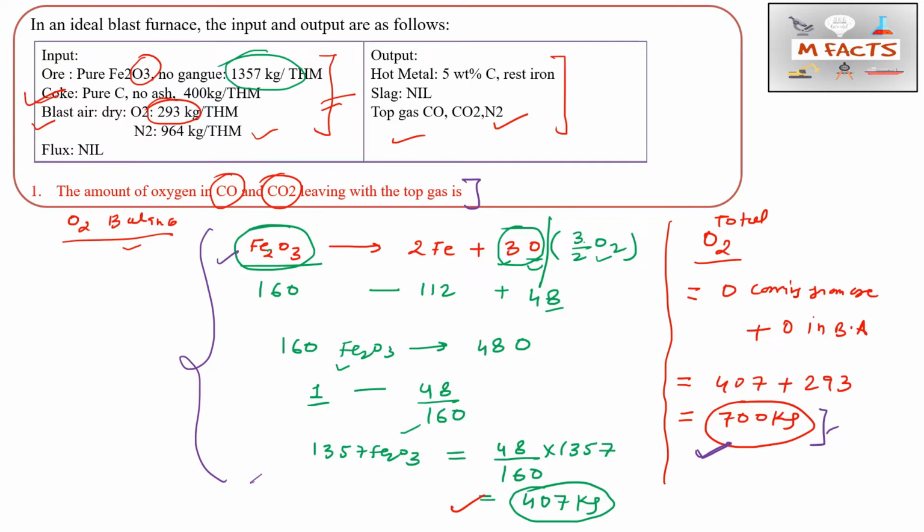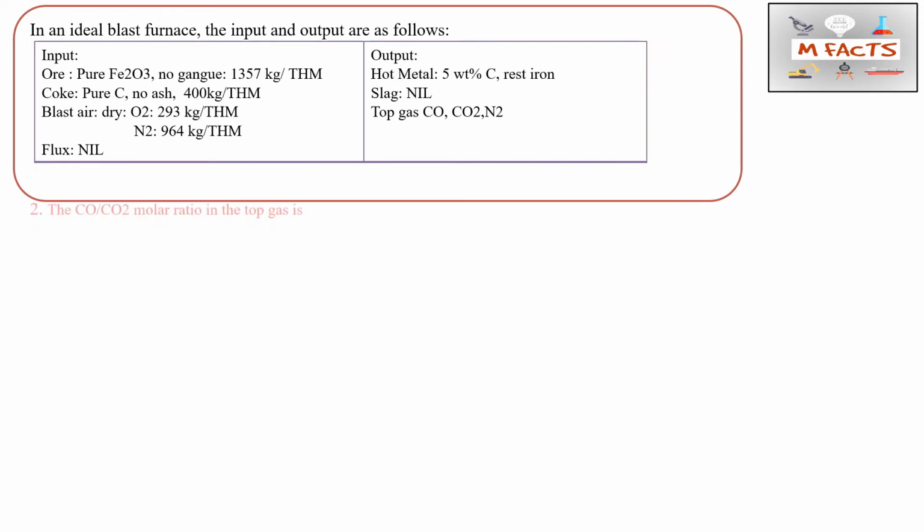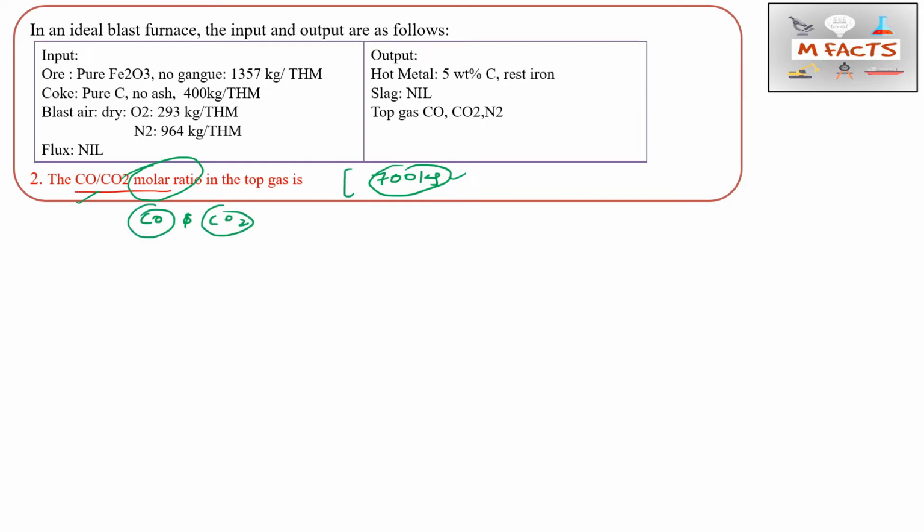Now we will see the second question. We need to calculate the CO and CO2 molar ratio. The question is very easy, but we need to understand the language. They are asking for the molar ratio of CO and CO2 in the top gas. In the previous calculation, we found the oxygen content in CO and CO2, which was 700 kg. There is no relation between that and this question. For this question, if we are able to calculate the CO and CO2 weight, then we divide by their gram equivalent, so we will get the molar ratio.